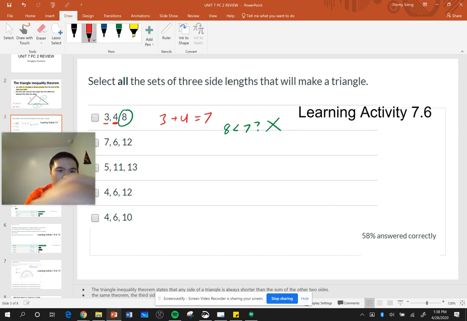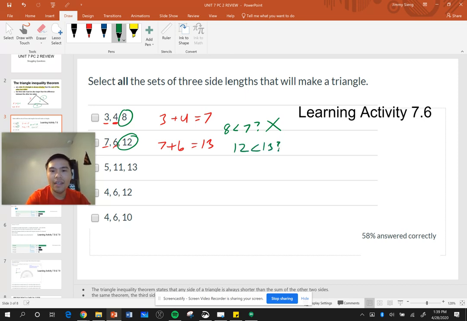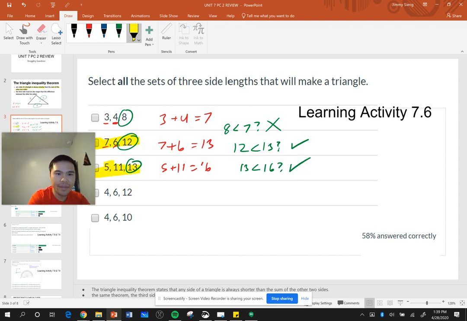So again, we'll do this again. I can see 7 and 6. So I can say 7 plus 6. That gives me 13. 12 is the third side. The question now is, is 12 smaller than 13? That's true. So then that one has to be an answer. All right, so we'll just highlight it. We can do the same thing here. We get 5 plus 11. That gives you 16. That's my third side, 13. So is 13 smaller than 16? The answer is yes. So that's also a solution.